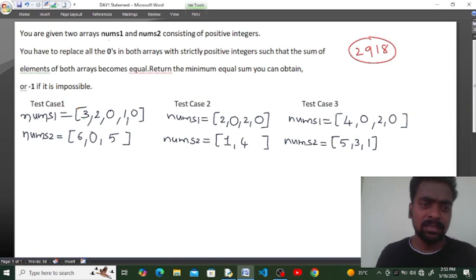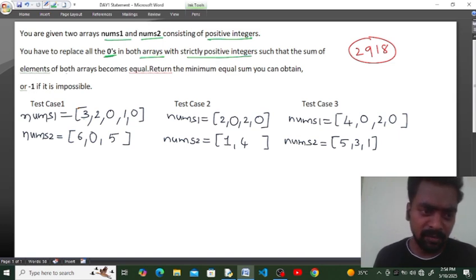In this video, first I will go through the problem statement along with sample test cases. After that, we will see the logic, or you can say intuition, and finally we will see the coding part. Problem statement: you are given two arrays, nums1 and nums2, consisting only of positive integers. You have to replace the zeros in both arrays with strictly positive integers such that the sum of elements of both arrays becomes equal.